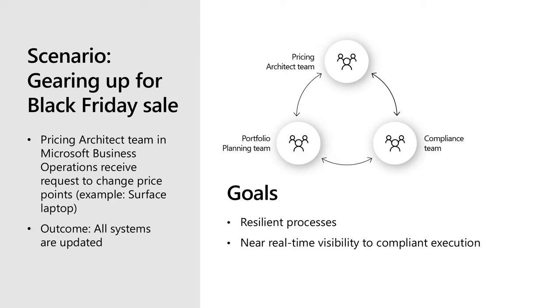Portfolio planning team tries to understand all the dependencies that are actually supposed to be put in place so that all the systems are fully processed, and then all systems can actually reflect their accurate price points. Compliance team, throughout the process, they should be able to understand, hey, what was the request that was actually received, who processed it, what all systems got updated, when did they actually update. So a couple of goals are there for our particular scenario. We want to ensure all the processes that we are actually supporting are resilient, and also there is a near real-time visibility for compliant execution.